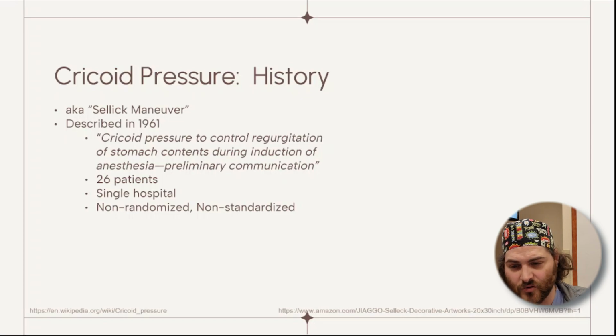So in 1961, he came out with this paper and a study: Cricoid pressure to control regurgitation of stomach contents during induction of anesthesia, a preliminary communication. There were 26 patients involved in this study. That's not a lot. It was in one hospital, which is also not a lot. It's the least amount of hospitals you can do this in. And it was not randomized and not standardized, because back then we just did stuff, right? He was considered an expert, and so we just took it for granted.